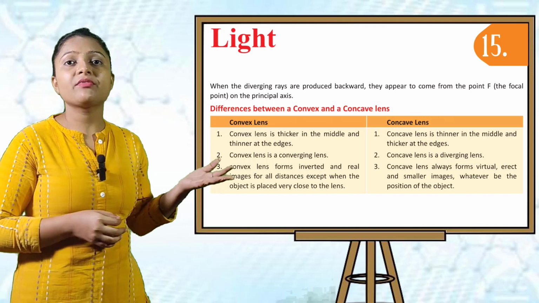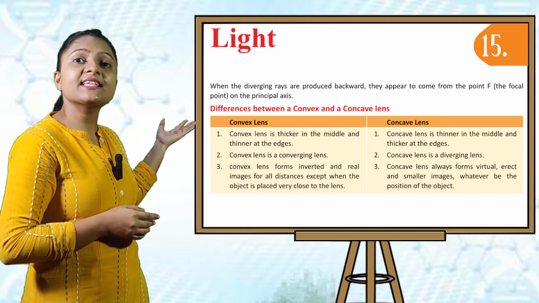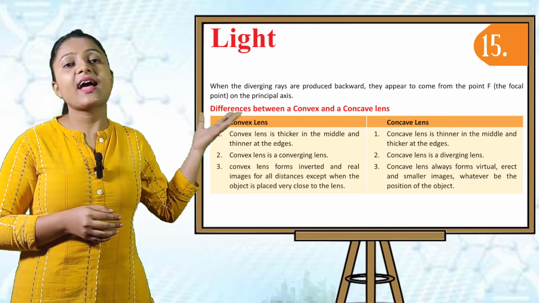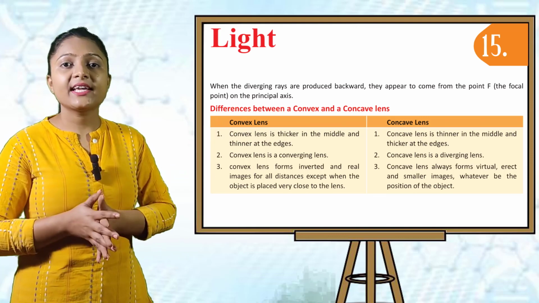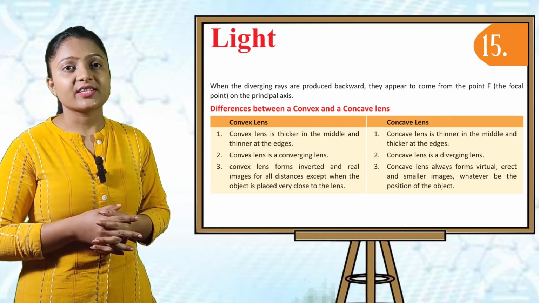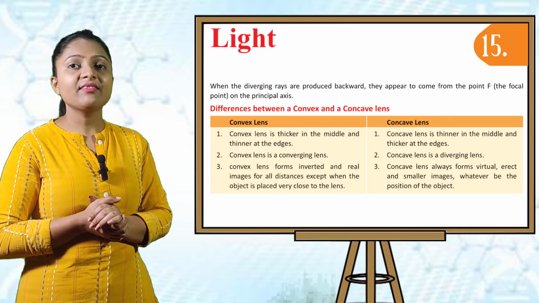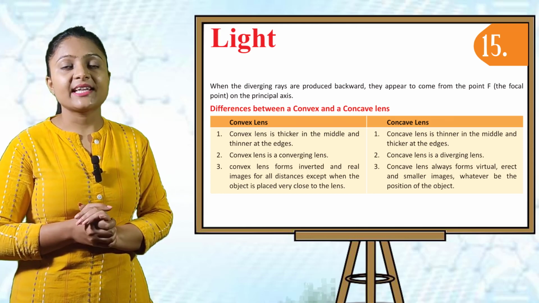Difference between a convex and a concave lens. A convex lens is thicker in the middle and thinner at the edges. A concave lens is thinner in the middle and thicker at the edges. A convex lens is a converging lens. A concave lens is a diverging lens.